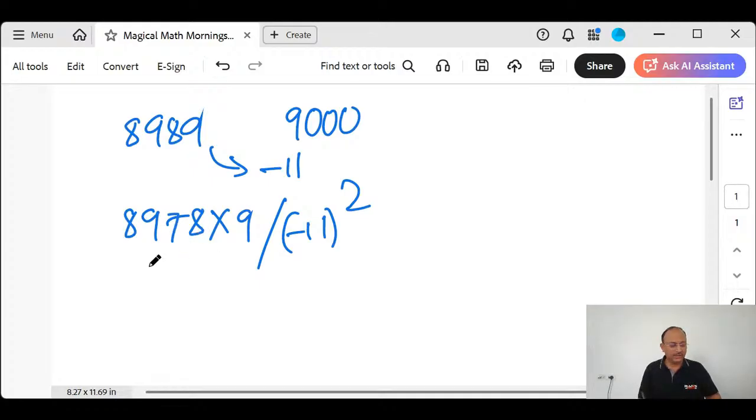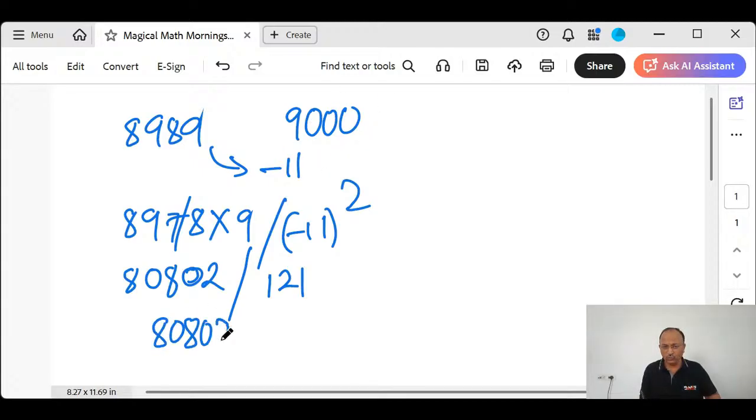Multiplying with 9, you will be doing with the standard method. What we have? 8978 into 9. You remember multiplying with that trick. Use that. You will be getting 80802. Sorry, 80802. We will get 80802 multiplying with this. And then minus 11 square is what? 121. How many zeros does the base have? 3 zeros. So directly this is the answer. 80802121. Isn't it easy?